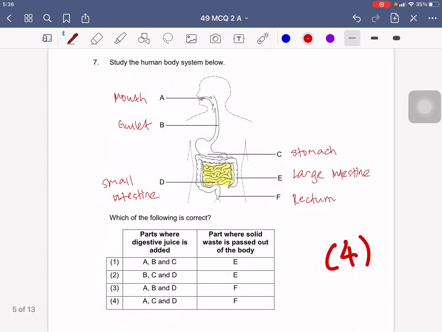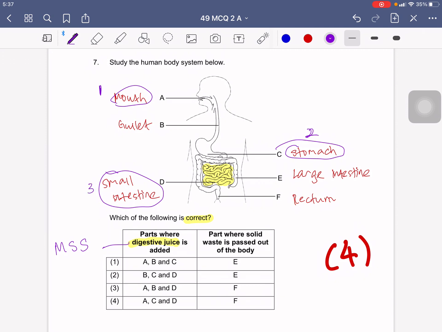Okay, so which of the following is correct? Now here they have parts where digestive juice is added. Now digestive juice is only added at 3 parts. Alright, so some of you remember them as SMS, but I like to remember that as MSS according to the sequence, which is mouth, followed by stomach, and the small intestine. Okay, so this is the first one, followed by the second one, and the third one.